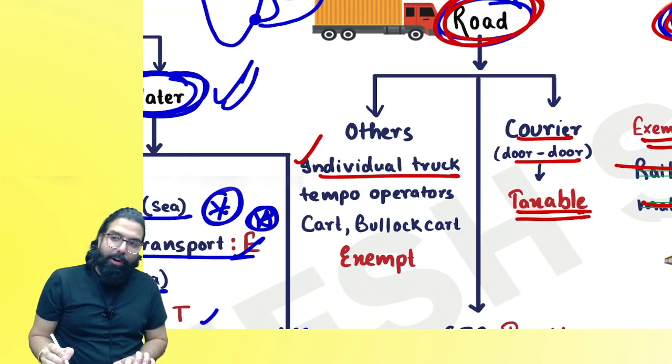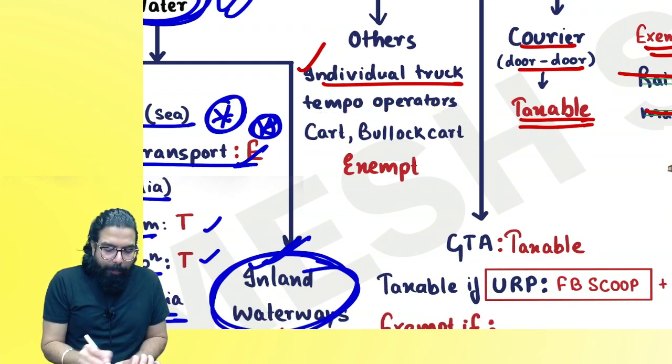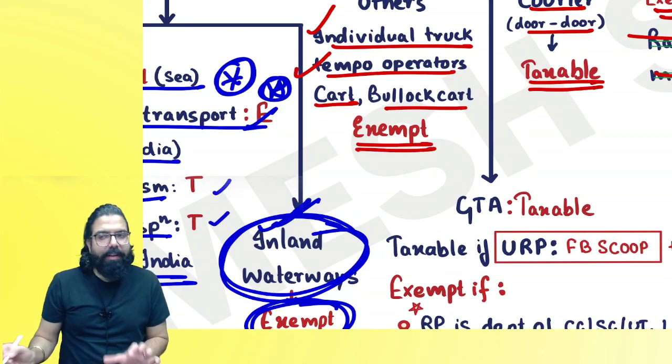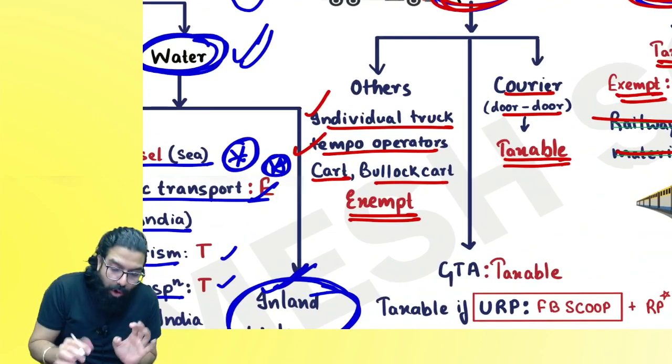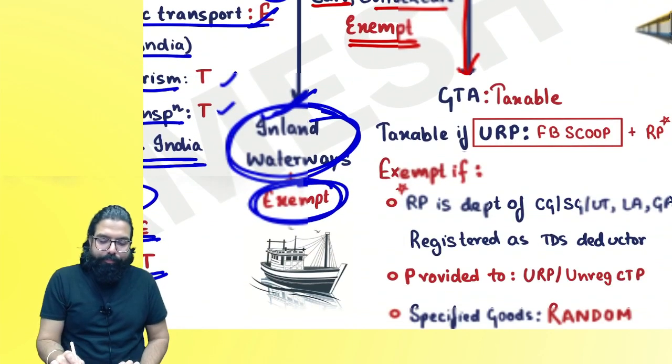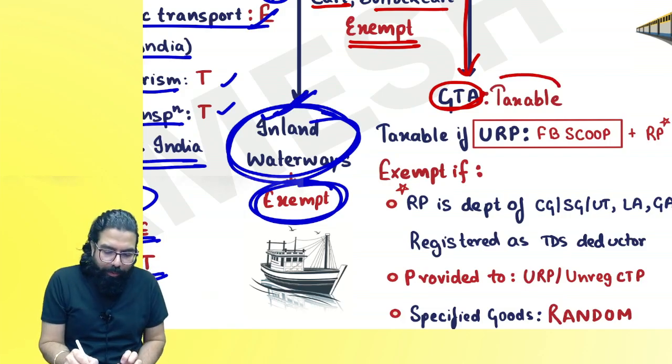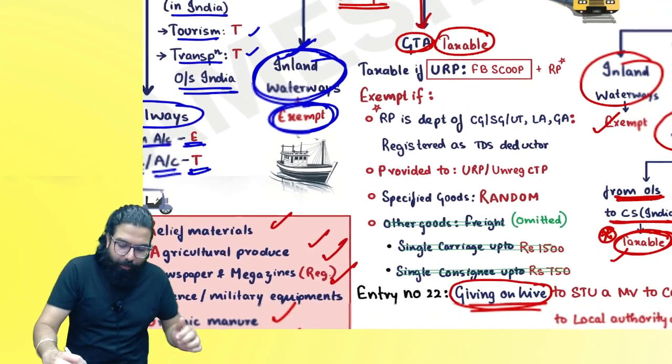For an individual truck operator, they will not charge you any GST. Tempo operator, no GST. Bullock cart, etc., they will not charge you any GST, exempted. Are we clear, everyone? In the case of road transportation, remember, GTA, Goods Transport Agency, is always taxable. Everyone, listen to me very carefully.